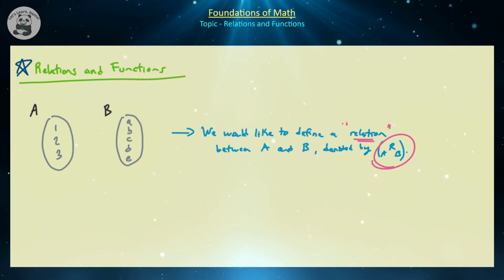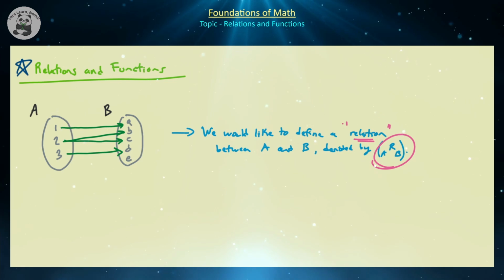So let's assume, for example, we want to relate the sets A and B in the following manner. In particular, we want to say that 1 is related to a, we want to say that 2 is related to b, 2 is related to c, and let's assume that 3 is related to d. And let's also assume that there is no element in A that is related to e. So we write this in set notation as A R B.